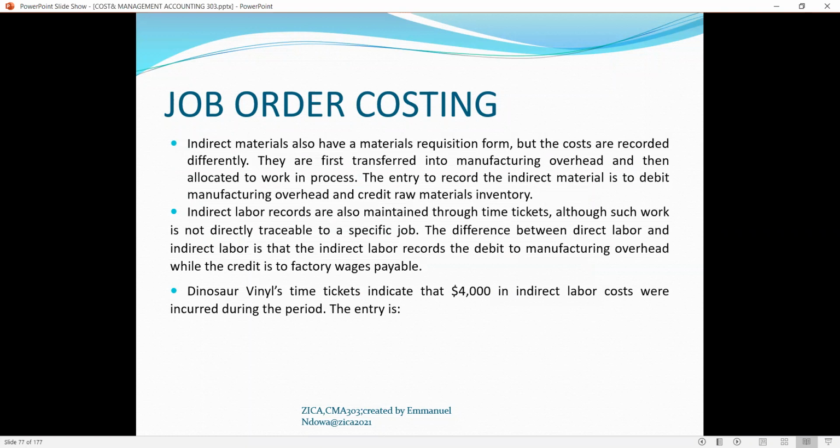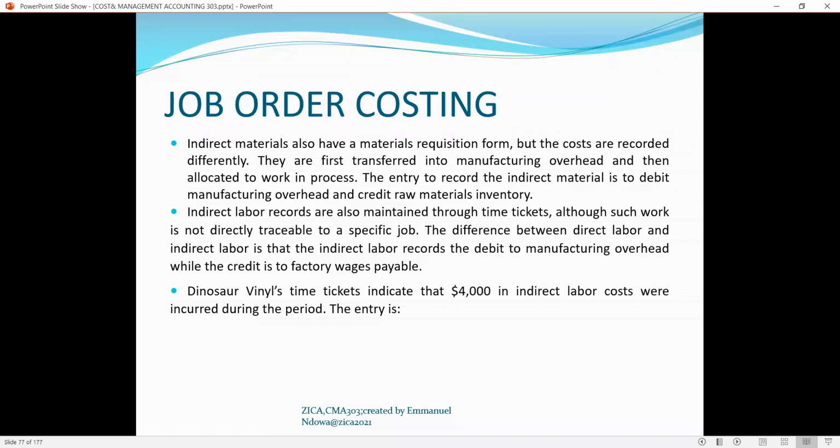The indirect materials also have a materials requisition form, but the costs are recorded differently. They are first transferred into the manufacturing overhead and then allocated to work in process. The entry to record the indirect materials is to debit the manufacturing overhead and credit the raw materials inventory account. So you can see that here there is a catch now. We need to be very, very vigilant when treating the indirect materials.